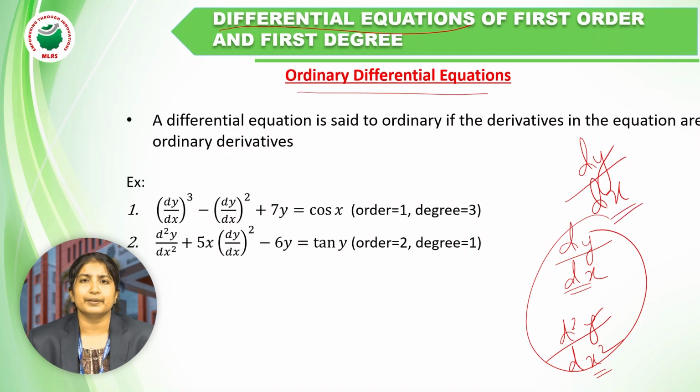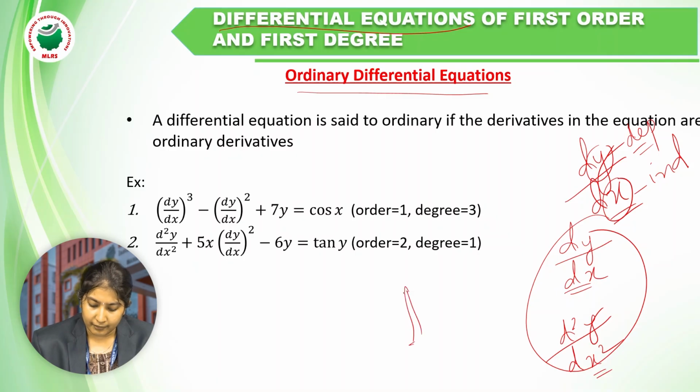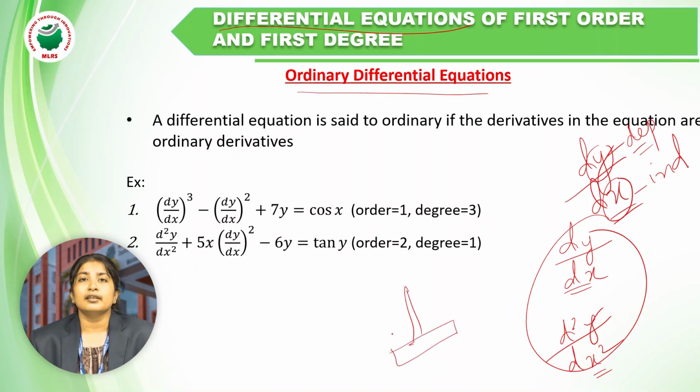Now what is the difference between a dependent variable and an independent variable? See here y and x. x is called the independent variable and y is the dependent variable. How do you remember this? If you take a pillar and you have a base, so basically the pillar is dependent on the base. So here y is the pillar and x is the base. So x is an independent variable and y is dependent variable. So if an equation is with respect to only one independent variable, then it is called an ordinary differential equation.